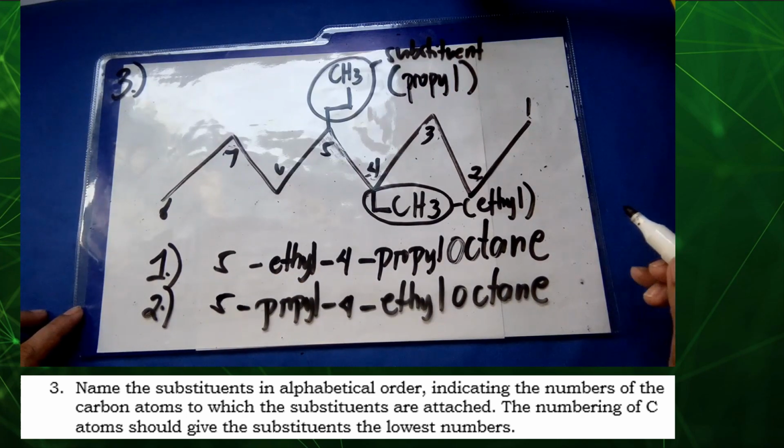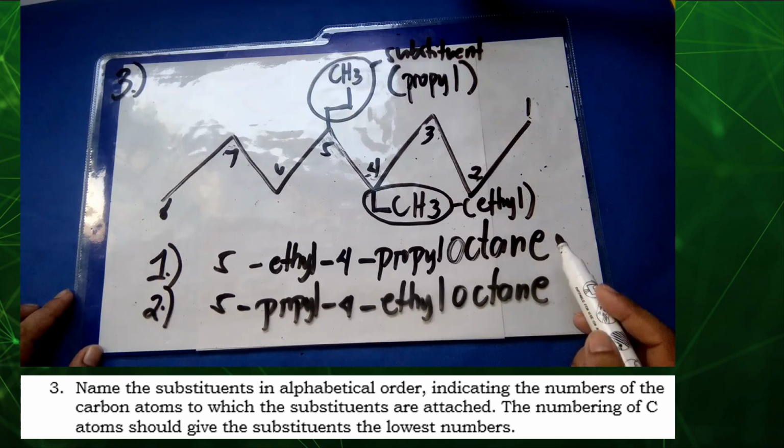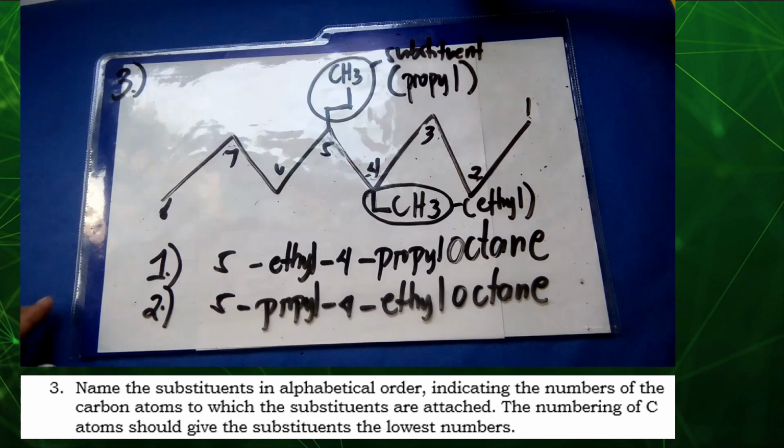According to the rule, name the substituent in alphabetical order. So, nasaan po yung substituent? Yan po si propyl at si ethyl. So, sino pa dapat ang nauna? Ethyl comes first before propyl. So, it seems that number 1 is correct. But then, dapat daw yung carbon atom ay mababa kung saan na-connect yung substituent.